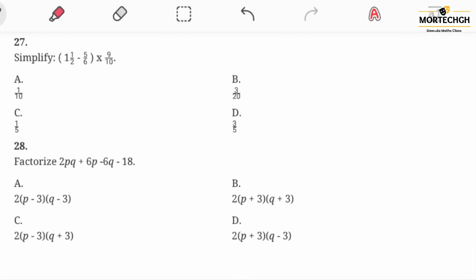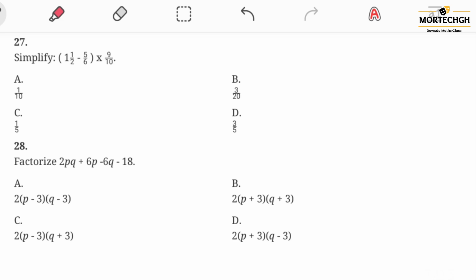Question 27. Simplify 1 whole number 1 over 2 minus 5 over 6 in brackets, multiplied by 9 over 10. This is BODMAS, right? We use BODMAS to answer questions like this. Why? Because it involves both brackets and different operations, which are multiplication and subtraction.